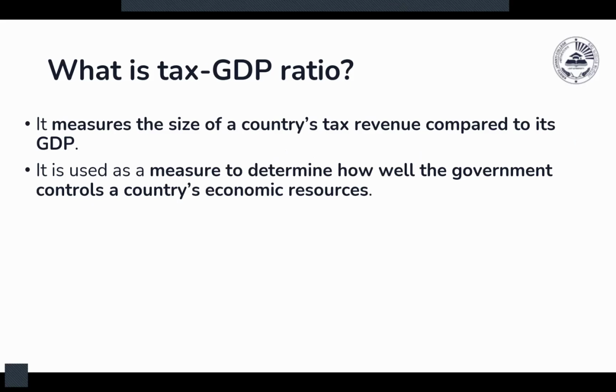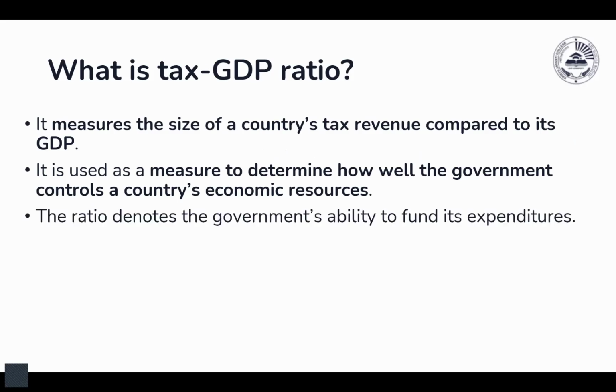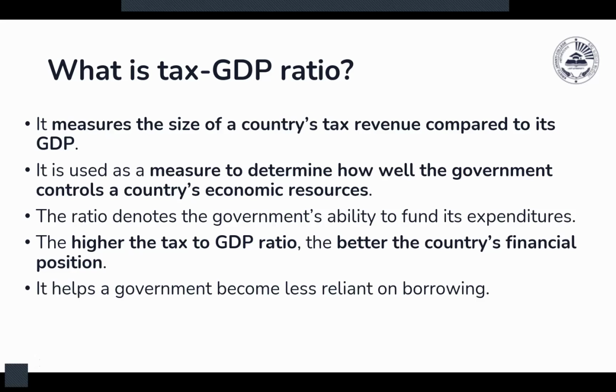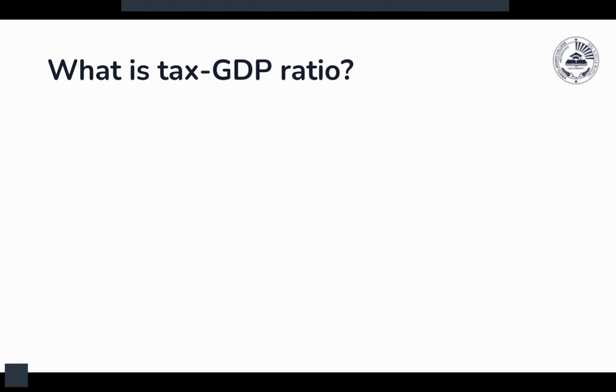It is used as a measure to determine how well the government controls a country's economic resources. The ratio denotes the government's ability to fund its expenditures. The higher the tax to GDP ratio, the better the country's financial position. This helps a government become less reliant on borrowings.